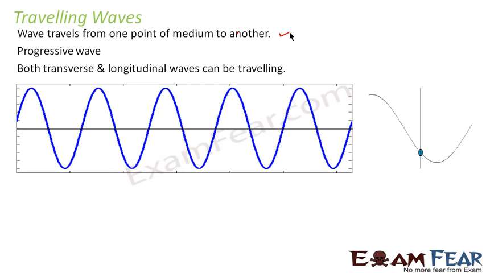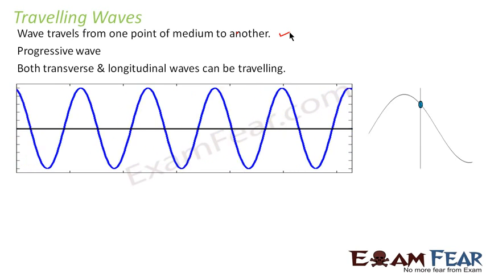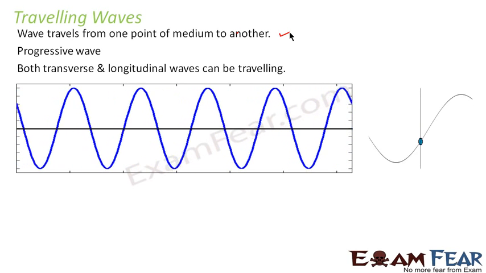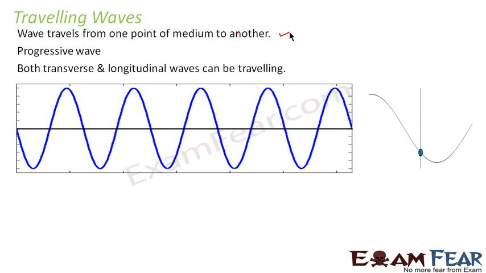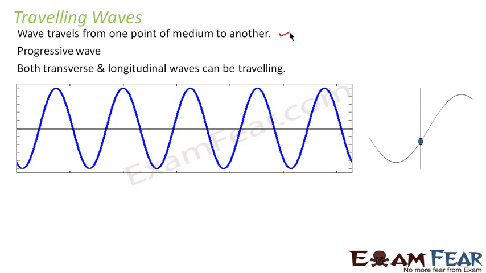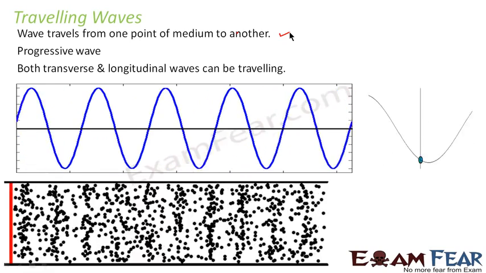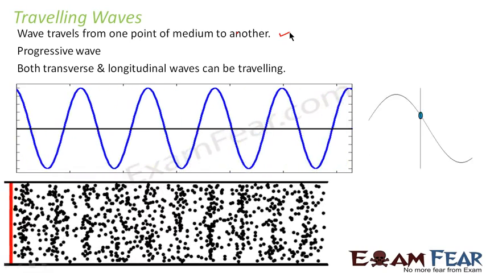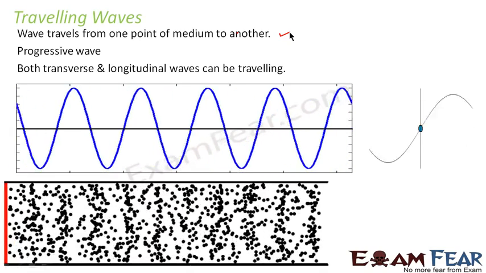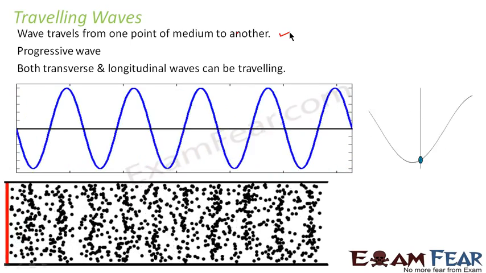Let us look at these examples. Just have a look at this wave. What do you find? You see that the wave is traveling towards right. So that is a traveling wave where the wave as a whole looks to be moving along one direction. Similarly, if you consider the longitudinal wave, here also you see that the wave as a whole is moving along the horizontal towards right.